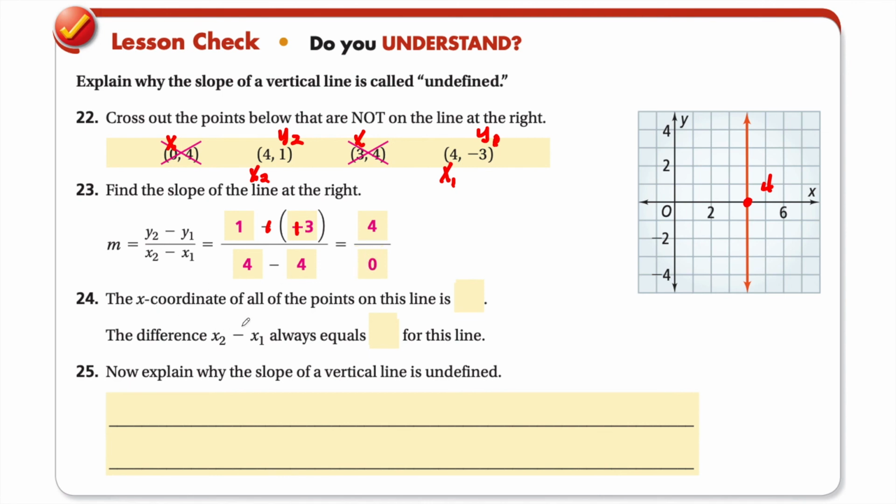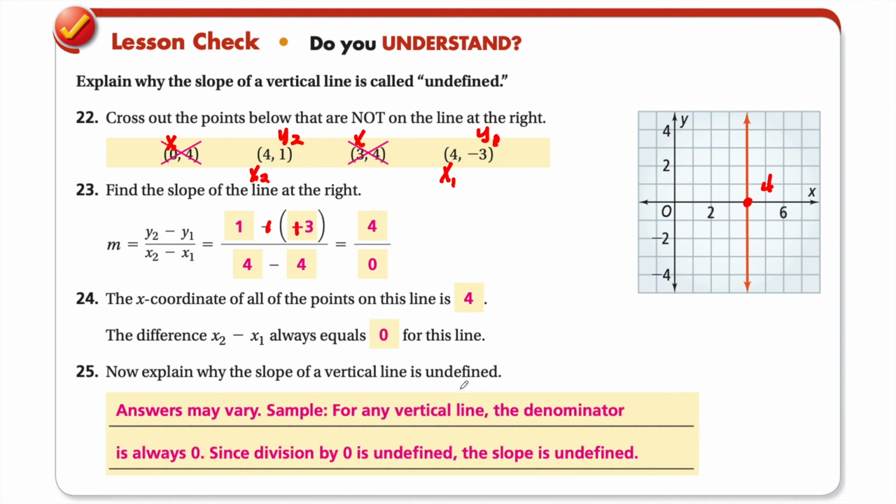The x-coordinate of all the points on this line will always be 4. The difference, x2 minus x1, always equals 0 for this line, and therefore, for every vertical line, the denominator is always 0. Since dividing by 0 is undefined, then the slope will be considered undefined.